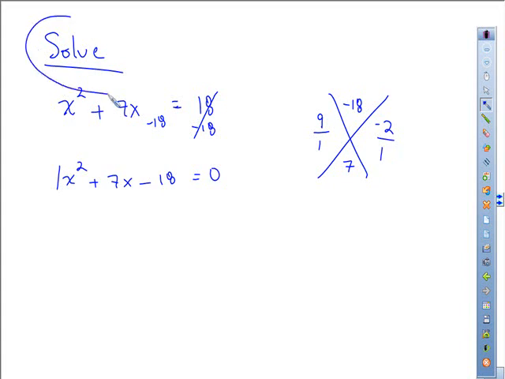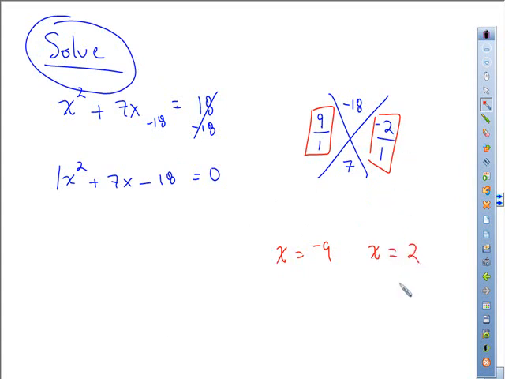Now since we're solving, like I said before, once you find these fractions right here and you've reduced them as much as you can, all you have to do is take the opposite signs. So x is going to equal the opposite of this, so that'll be negative 9. And x is going to equal the opposite of this, so that's going to be positive 2. And then you're done. You've solved the problem. You didn't have to do any of that work in the middle. That's what makes the X method so cool.